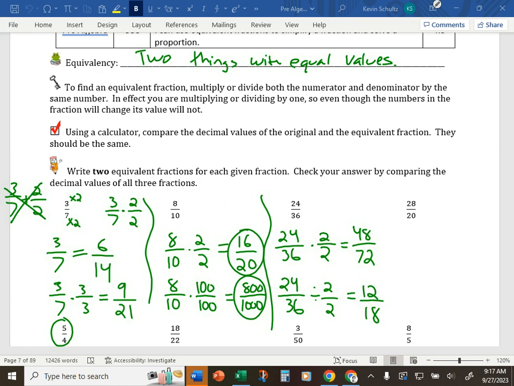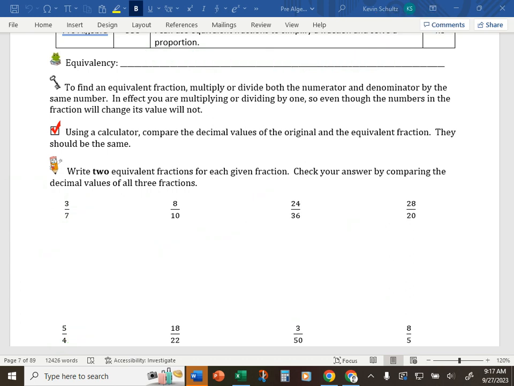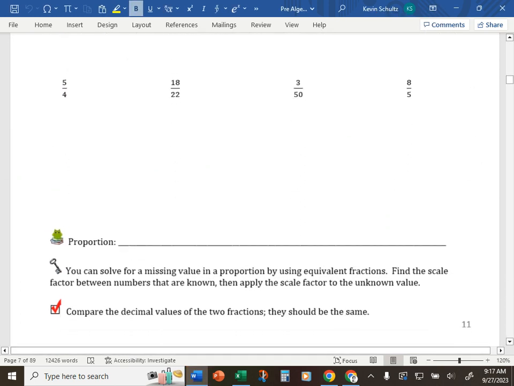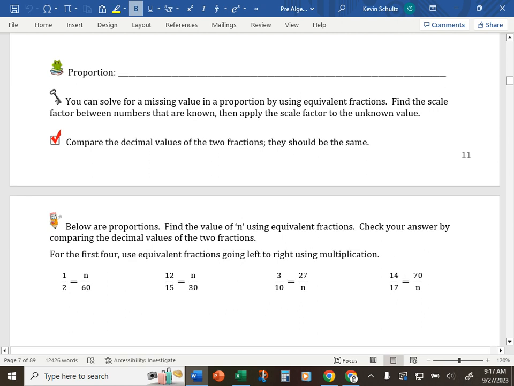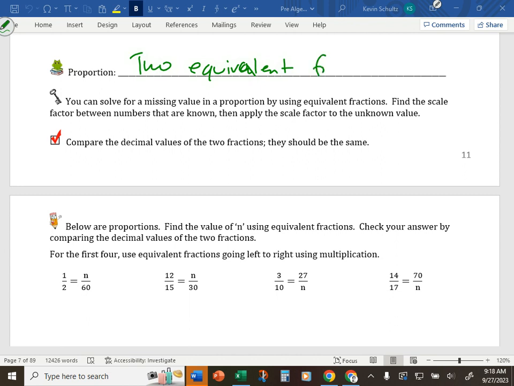Okay? So where are we going with this? Like I said, you've done this before. You can do the rest of these. Where we're headed is what's called a proportion. Who remembers what the definition of a proportion is? A proportion. The definition of a proportion is basically two equivalent fractions.